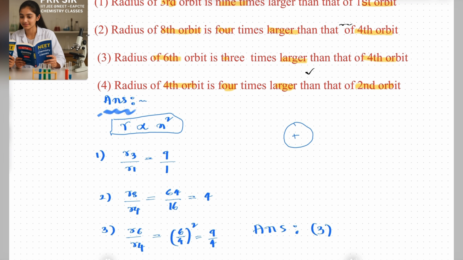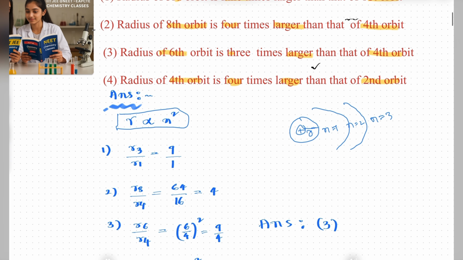In a hydrogen atom, like this, there is the nucleus and that is the radius. This radius depends on your n value. If the n value increases, n equal to 1, 2, 3, then the radius also increases. So r is directly proportional to n squared. Don't forget this formula, based on which we can solve the question.